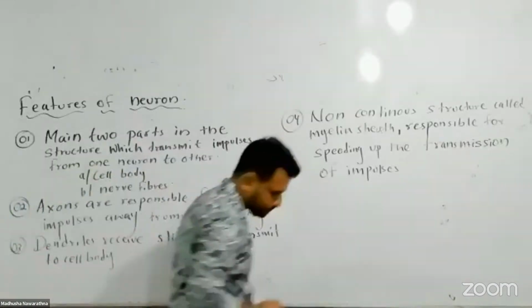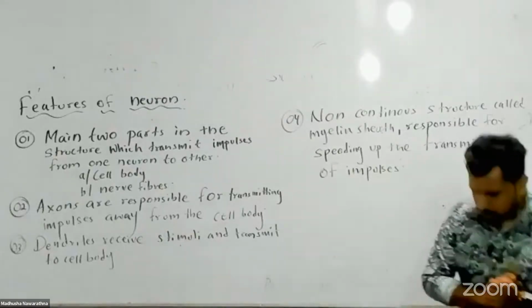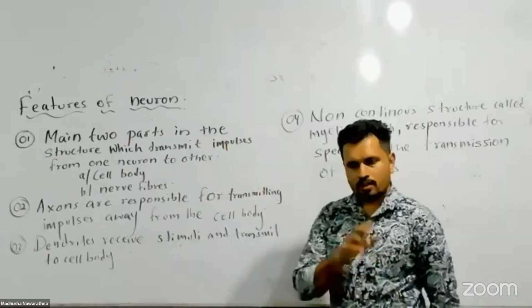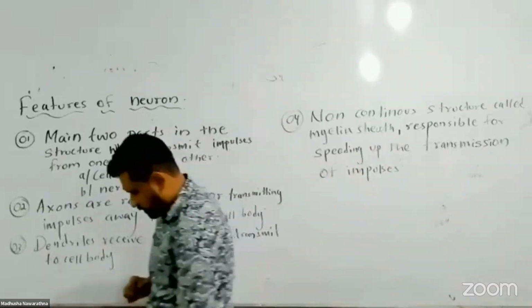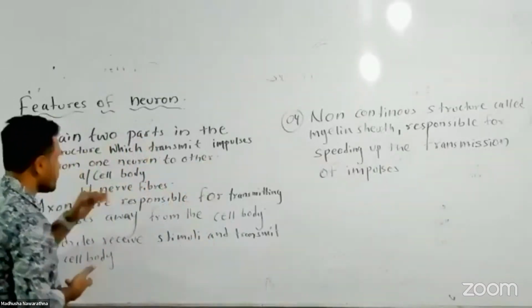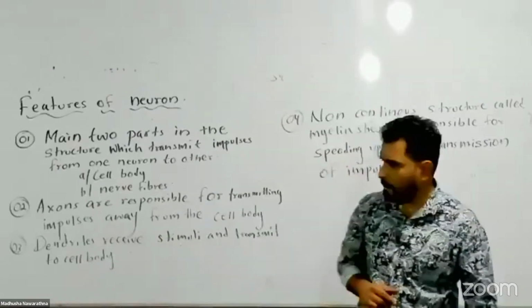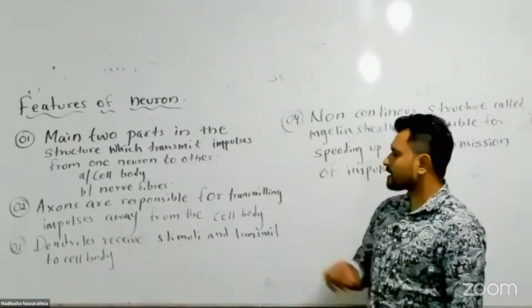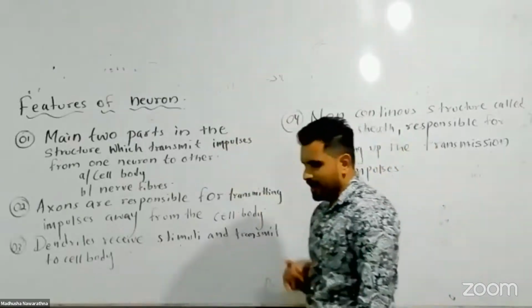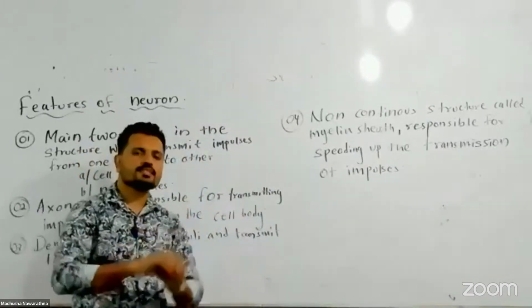Look here, you can look while writing this. Now you can observe two different parts in our neuron. One is the cell body, and then the nerve fibers. Those are the main two parts. Now axons are responsible for transmitting impulses away from the cell body. We send nerve impulses out from the cell body through these axons.